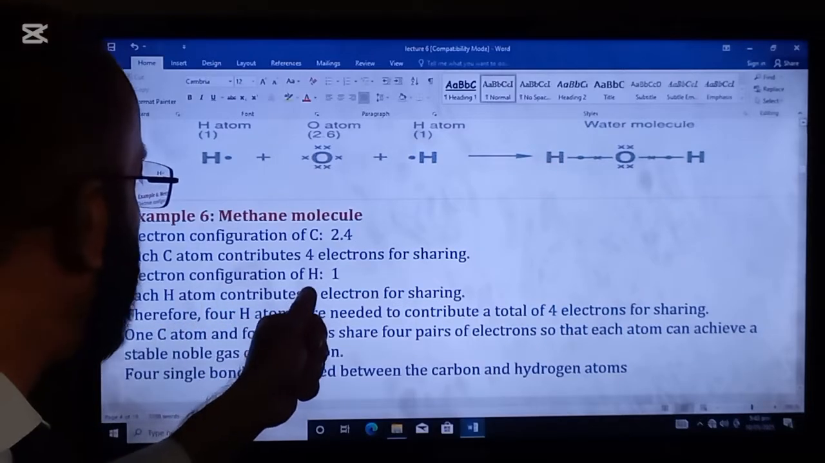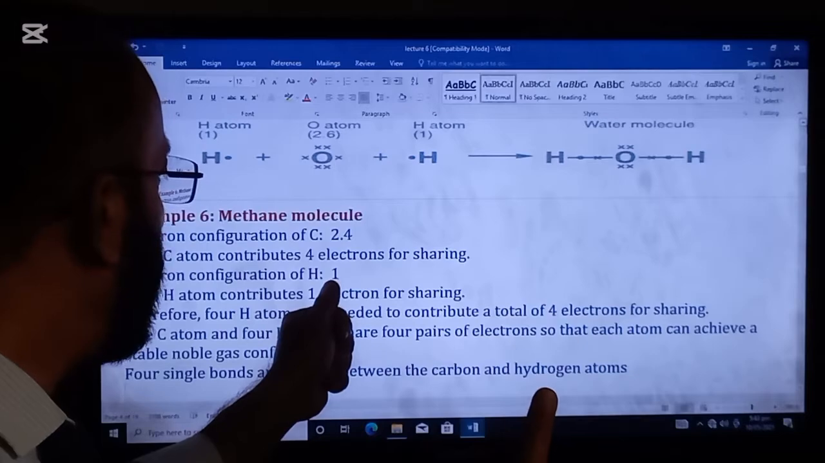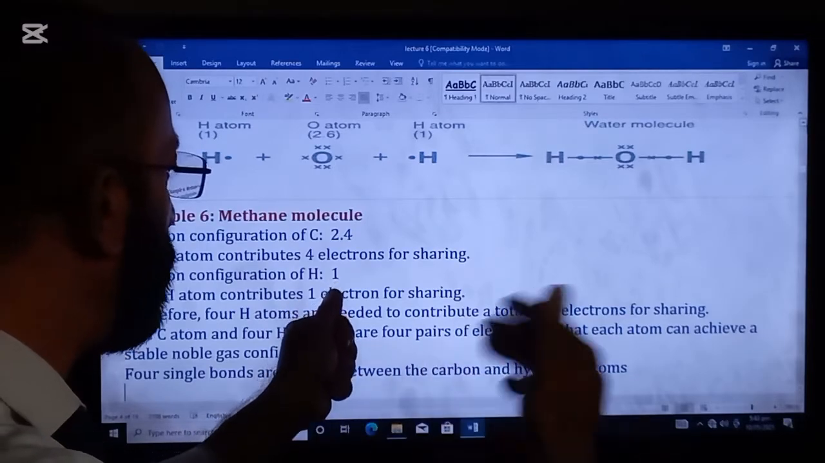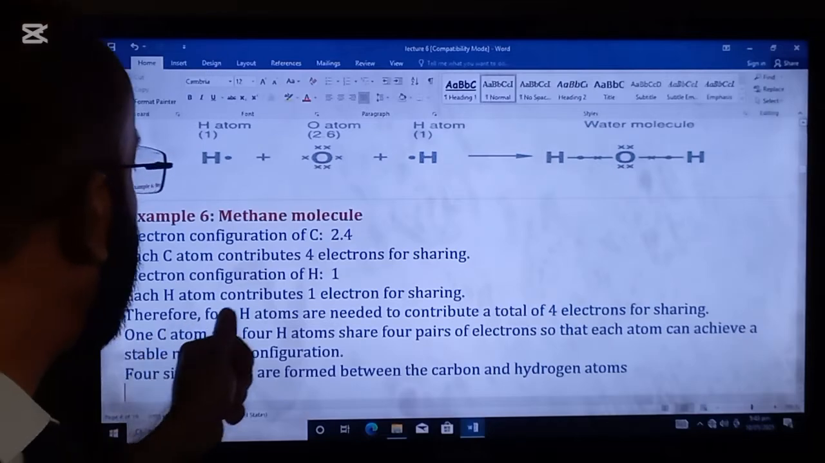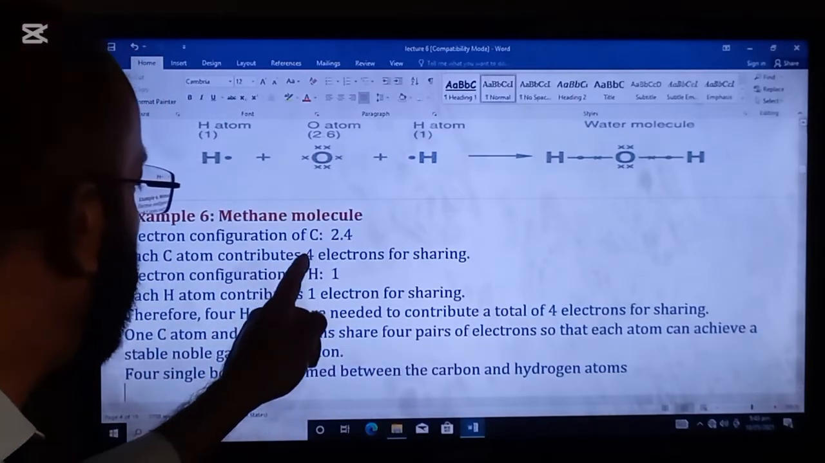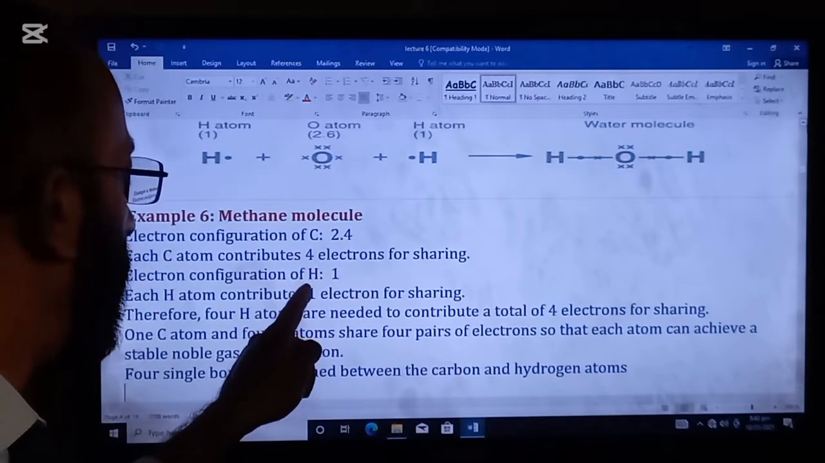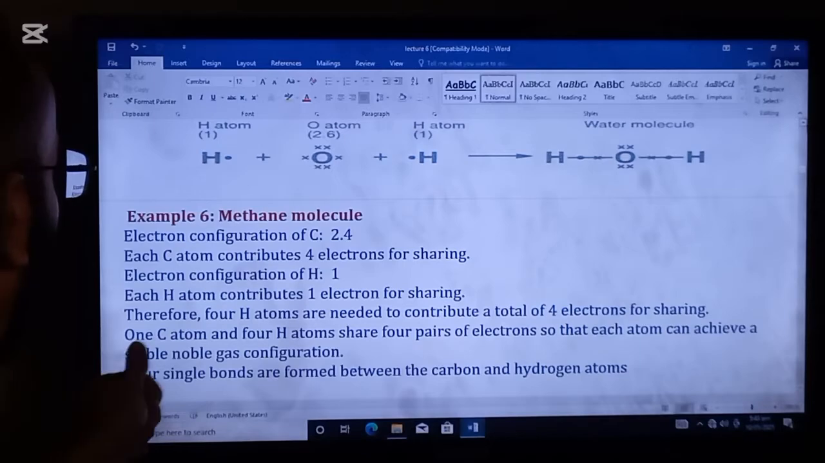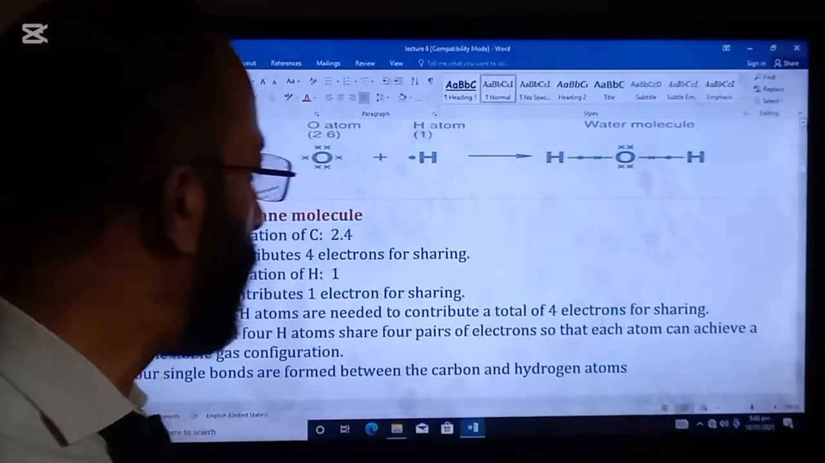Electron configuration of hydrogen is 1. From here we can see 1 electron is required by the hydrogen to achieve noble gas configuration. Each hydrogen atom contributes 1 electron for sharing. Because carbon is going to share 4 electrons, that's why 4 hydrogen atoms are required. Therefore, 4 hydrogen atoms are needed to contribute a total of 4 electrons for sharing.